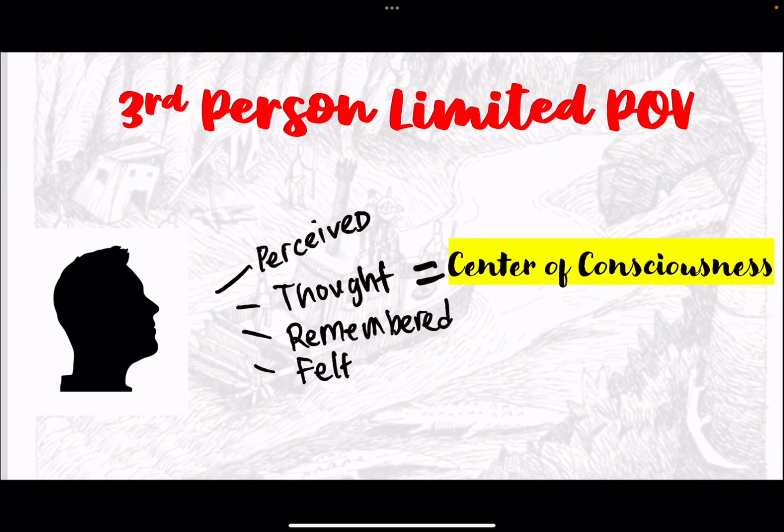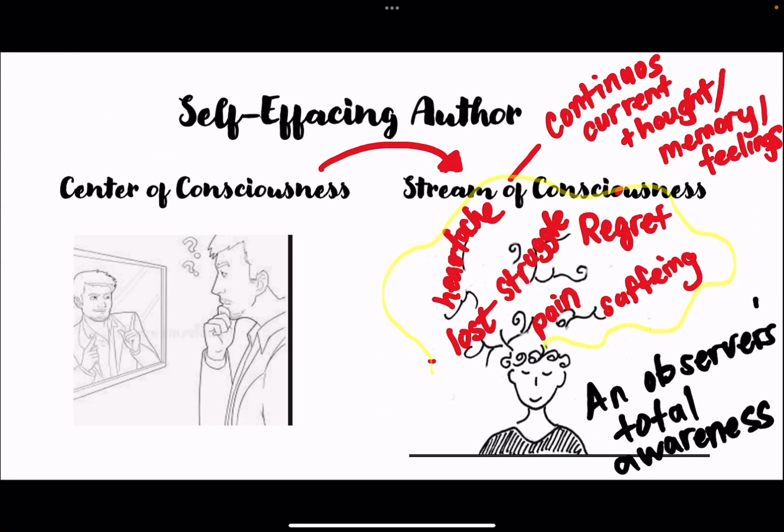Now, third person limited point of view is limited to one person. Maybe on occasion it can be multiple, but very rare. So limited to one person or one character, what they perceive, their thoughts, what they remember, how they feel. And this is the center of consciousness. And so basically the center of consciousness is where the narrator is pretty much telling you their perceptions, and that's why we have the mirror on the one side.